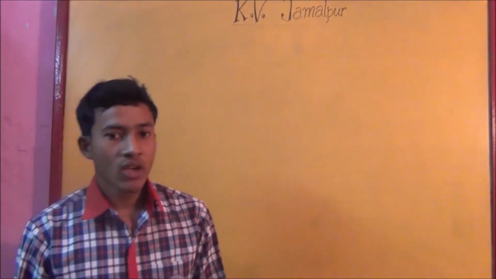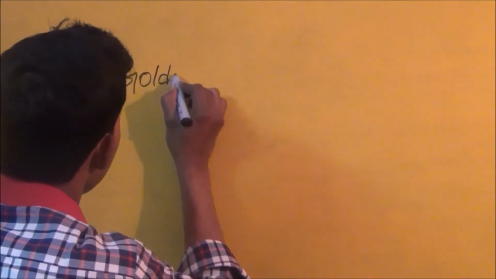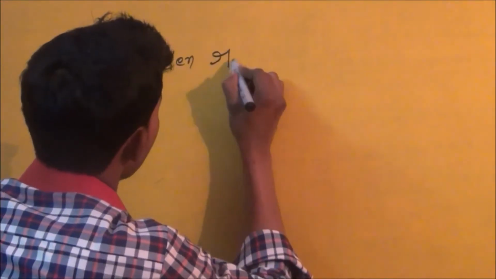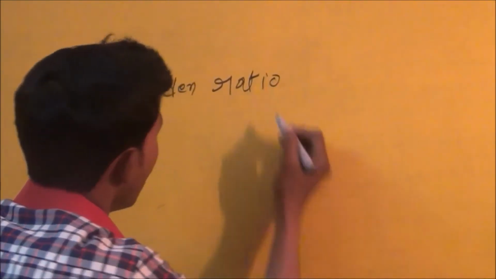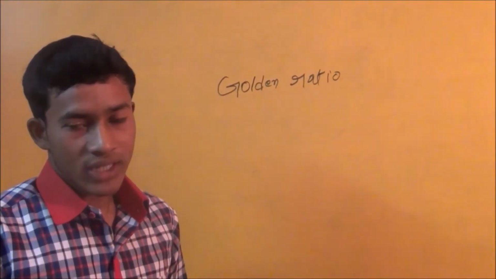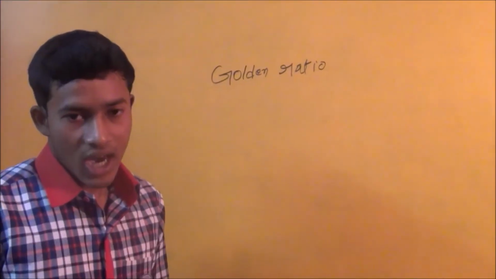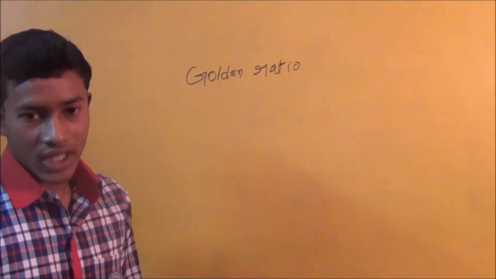Hello friends, I am Sunny Conductor of class 11 from KV Jamalpur. As we have studied about the Fibonacci sequence and spiral, now we are going to discuss the golden ratio, which is the best topic of the Fibonacci sequence. The golden ratio is a special number which is approximately 1.618. The golden ratio occurs many times in geometry, arts, architecture and other areas.